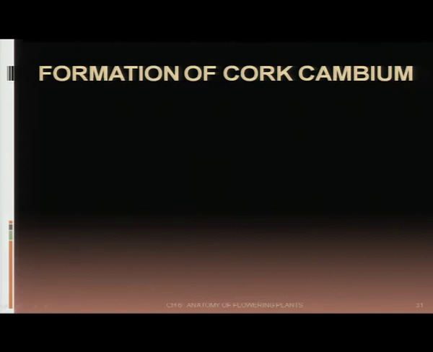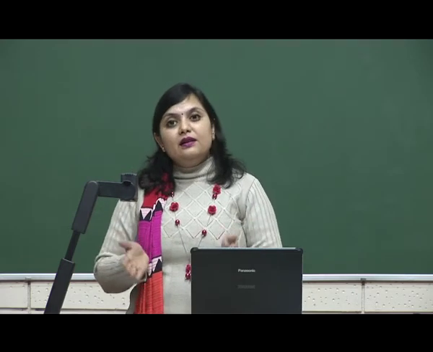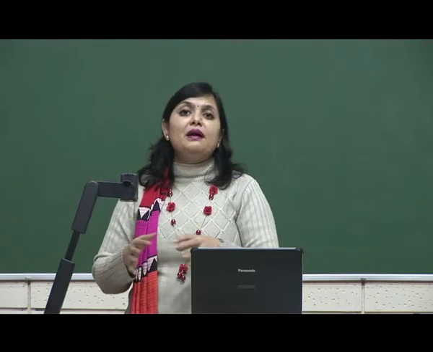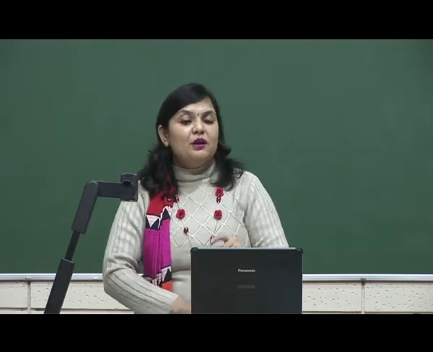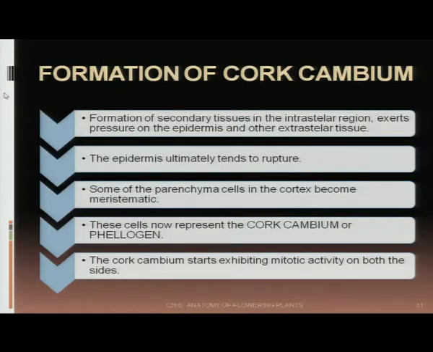Wherever we talk of secondary growth, we will talk about cambium. When it is the vascular cambium, the secondary growth will take place in the xylem and the phloem. When it is cork cambium, the secondary growth will take place in the cortical area of the plant, that is, outside the stele. So, what is happening?